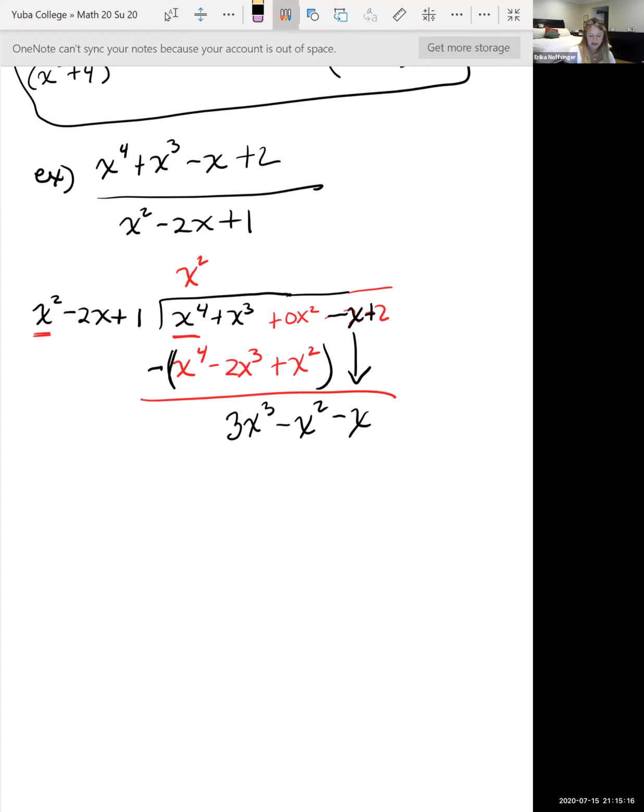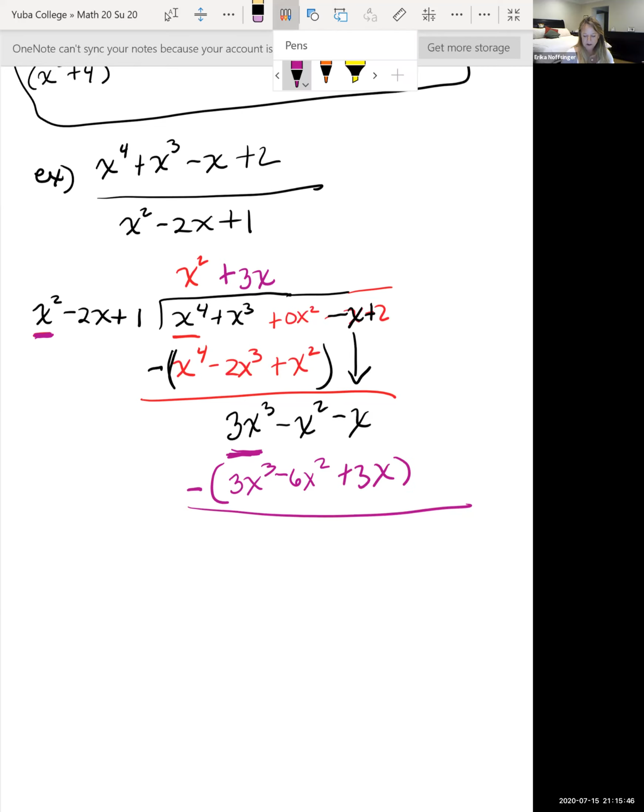Same sort of process. So you're looking at the first term, what can you multiply x squared by to get 3x cubed? So 3x, distribute it. So 3x times x squared is 3x cubed. 3x times negative 2x is negative 6x squared. 3x times 1 is plus 3x. Subtract it off. So subtracting that whole thing off, we get 3x cubed minus 3x cubed cancels. Negative x squared, now this is plus 6x squared, is 5x squared. Negative x, now this is minus 3x, is minus 4x. Bring down the plus 2.